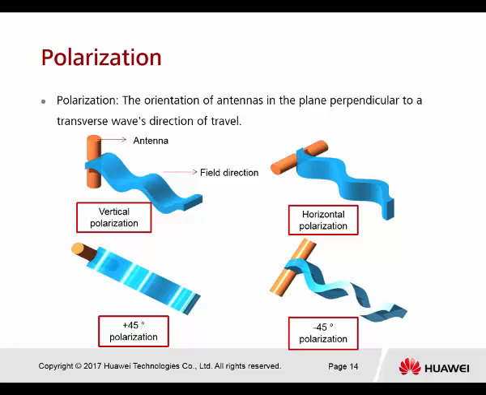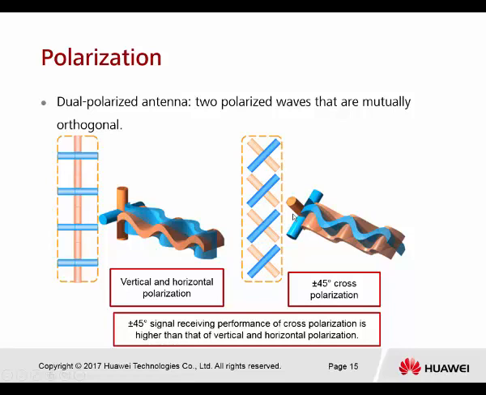And back again to the polarization. It is the orientation of the antenna in the plane perpendicular to the transverse wave direction of travel. They have different types of polarization: vertical, horizontal, 45 degrees, with different angles. Also, they can mix both together to get better receiving and transmission speed, using vertical plus horizontal, or plus minus 45 degrees.